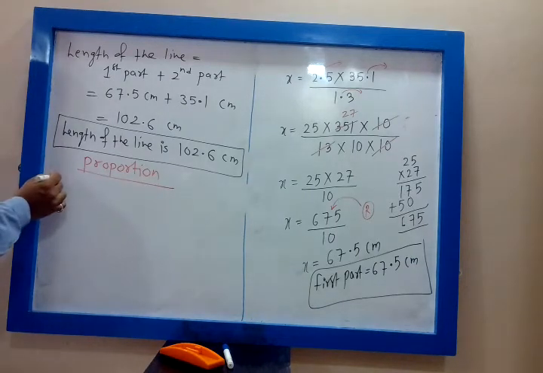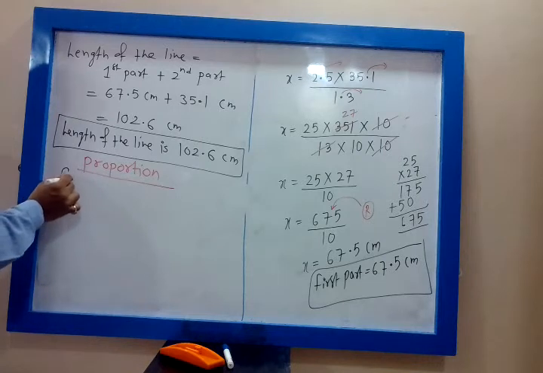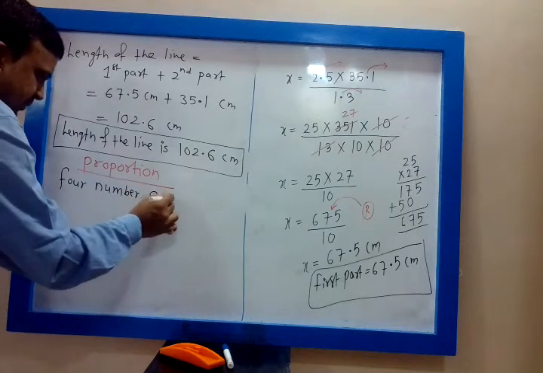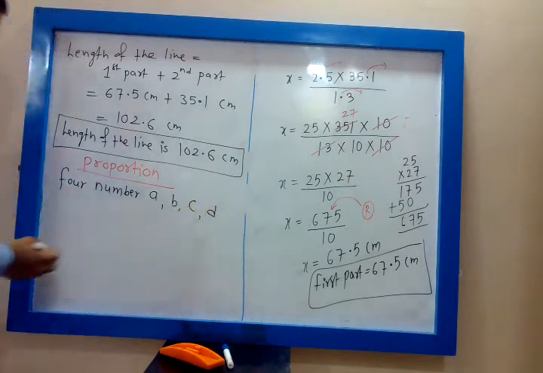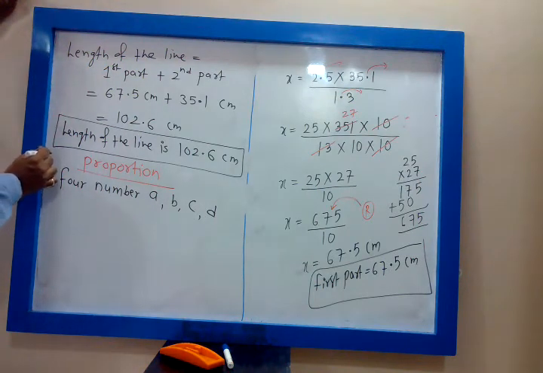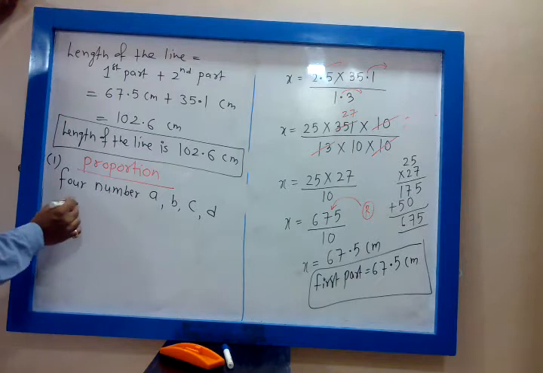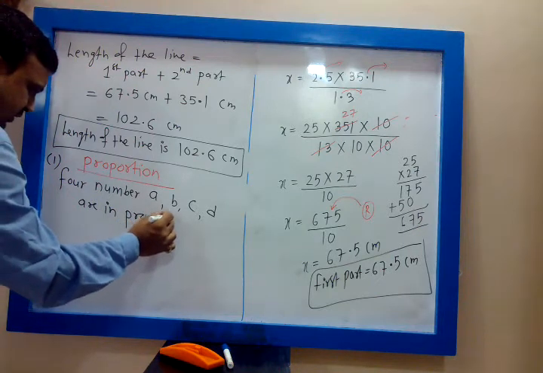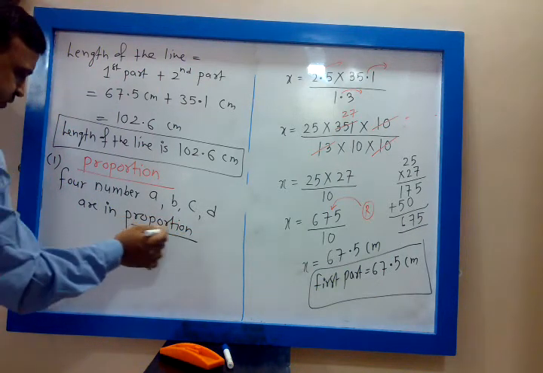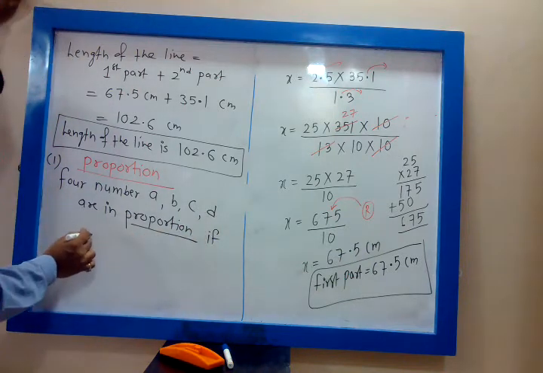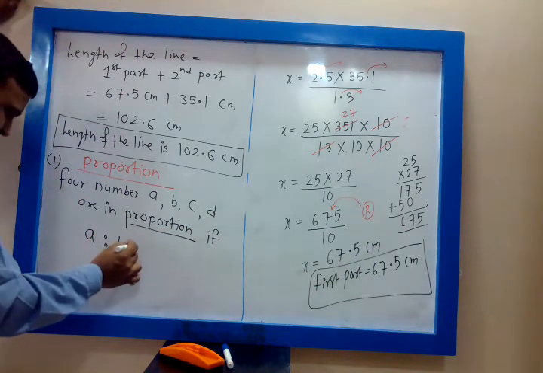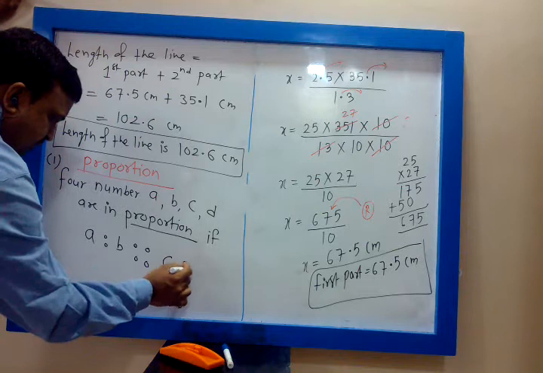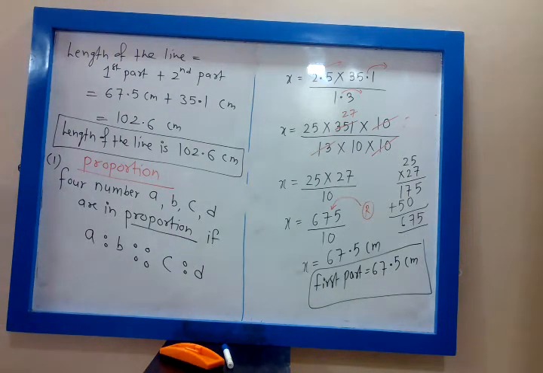So write down: 4 numbers A, B, C, D. This is the first point. 4 numbers A, B, C, D are in proportion if A ratio B is equal to, this is the sign of proportion, 4 dots, C ratio D.